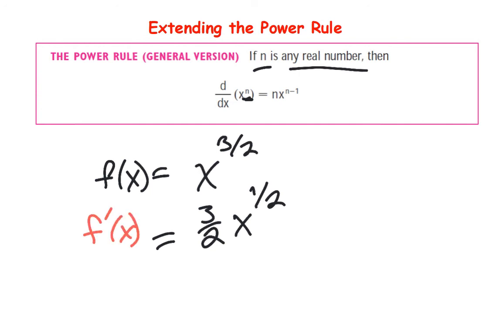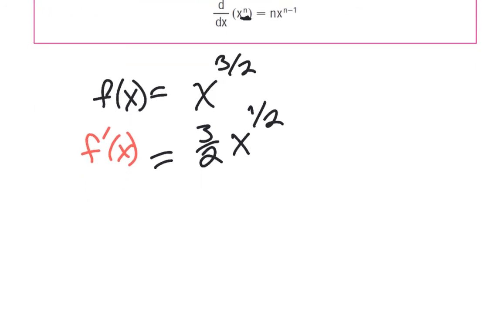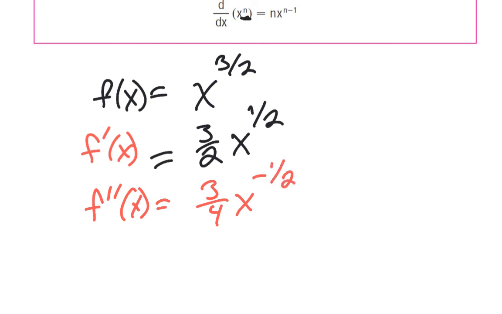And then if I wanted to find the second derivative, it's going to be, and it's okay if you have negative exponents. So this still works, okay?